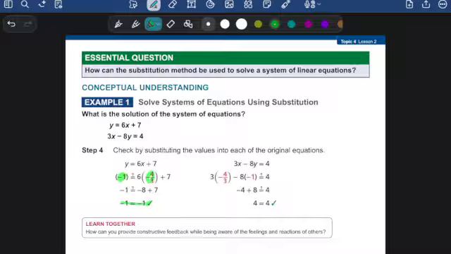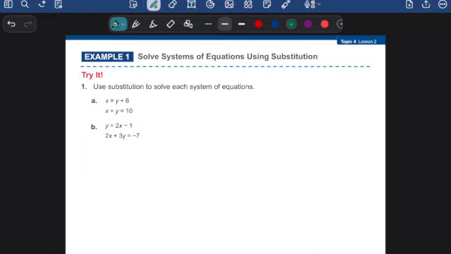And plug it into the second equation. Substitute our value for x and for y, and we do the math, we get a true equation. So that solution works for both equations. We have found the solution to that system. Let's try it using substitution.